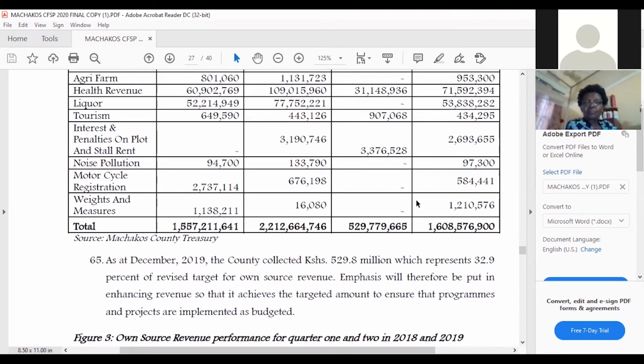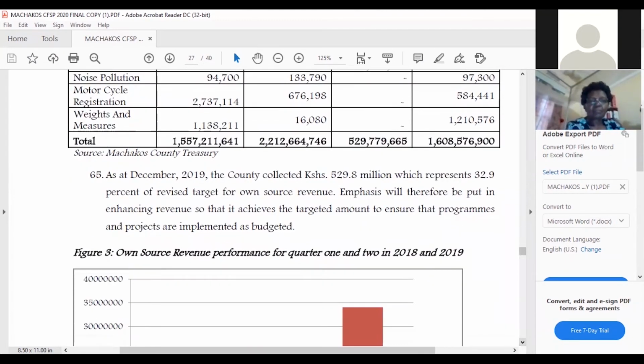So that means that for the second half, which starts in January, for the financial year 2019-2020 up to June 2020, they expect to collect more. But 32.9% is alarming for the first 6 months, okay? But when it comes to June, many companies and entities have filed their tax returns, so now the county government will be able to know the rates.